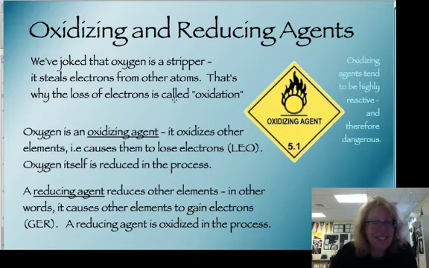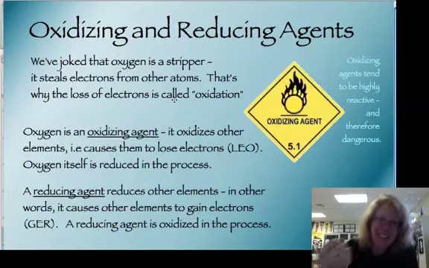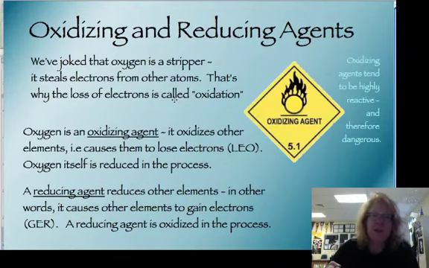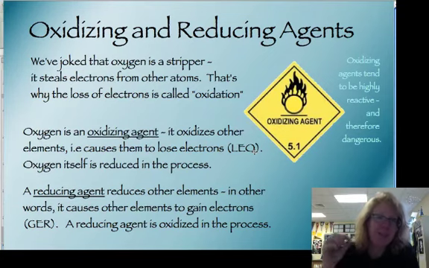So oxygen is the classic oxidizing agent. It oxidizes other stuff, attacks it, and then steals its electrons. So that's why those other things are considered to be oxidized. They're losing electrons. But oxygen itself, and this is the weird part, oxygen itself is actually reduced. Because it's stealing them from somewhere else, it's actually gaining electrons.